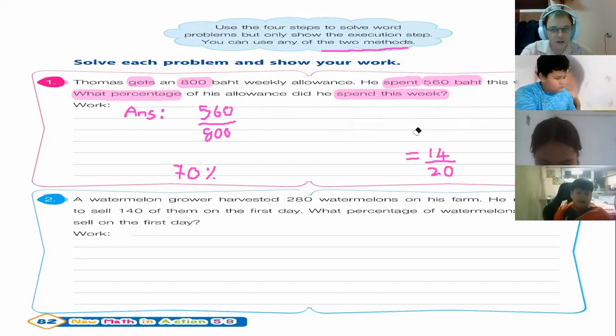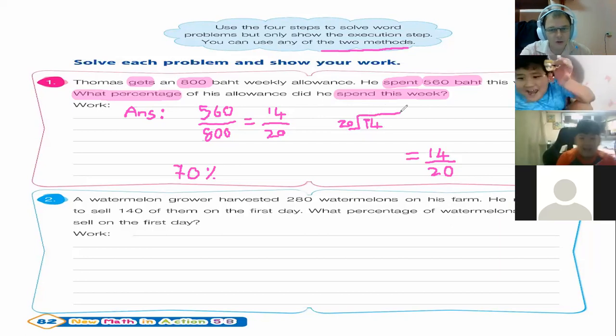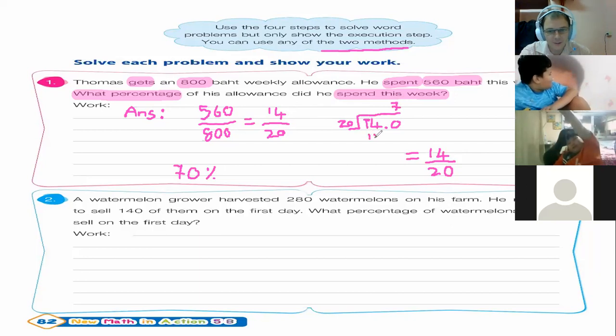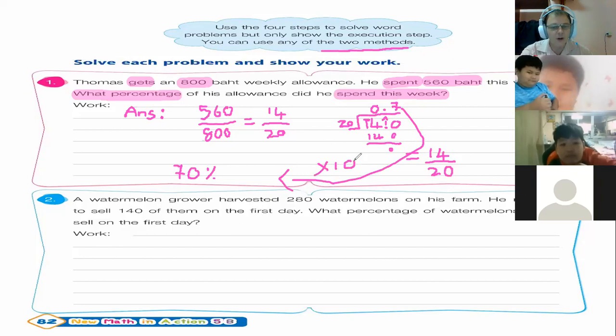And now when we have 14 over 20, it's very easy to divide. So 14 divided by 20. 20 can't go into 14. We put a zero, a dot and a 0. 20 divided by 140 equals 7. 140 over here will equal 0. Remember to bring up the decimal point. 0.7. 0.7 multiplied by 100 will give us 70%.